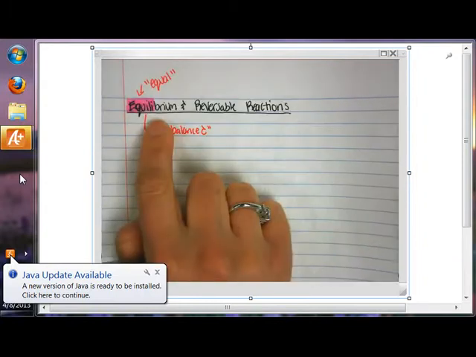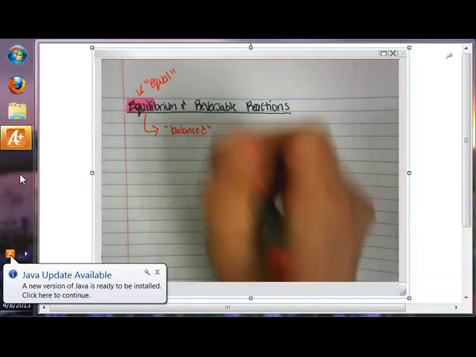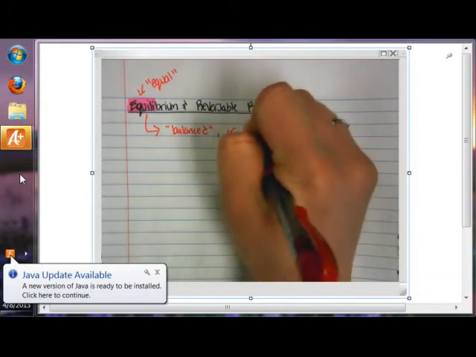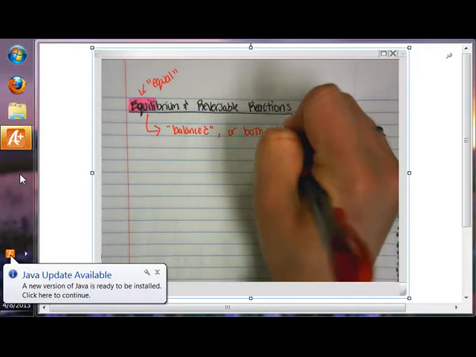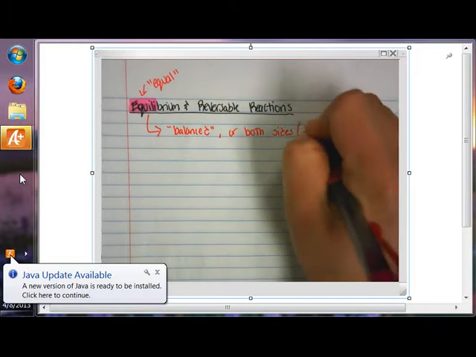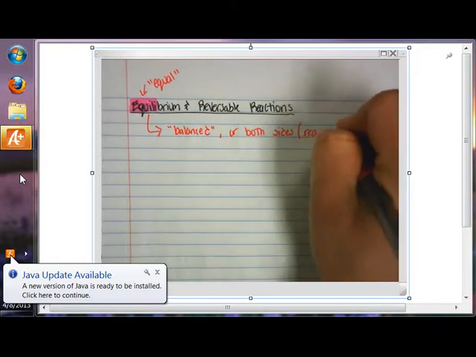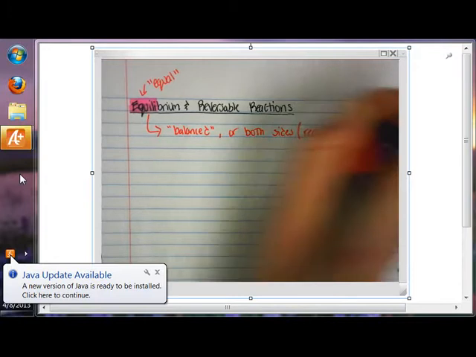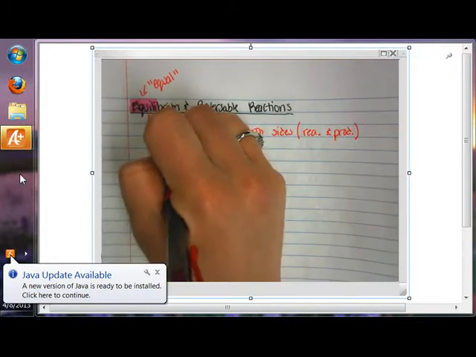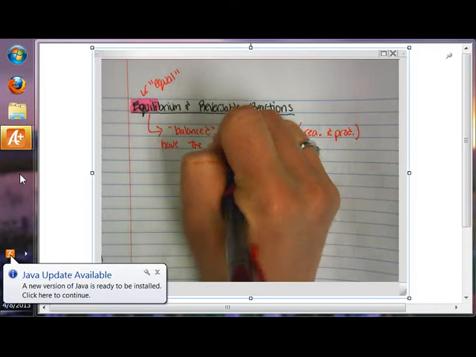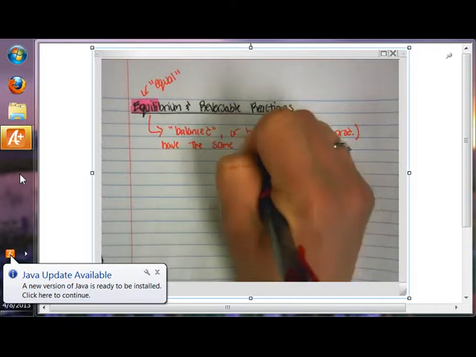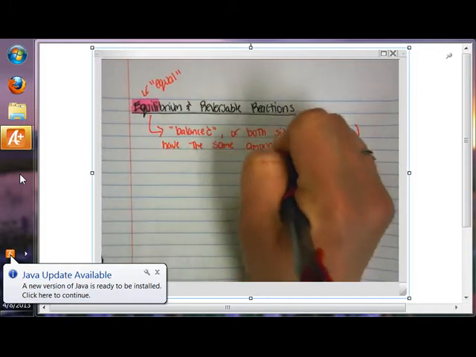And equilibrium in terms of chemistry is when the reaction is balanced. So balanced, comma, or both sides, that's reactant and product, have the same amount.